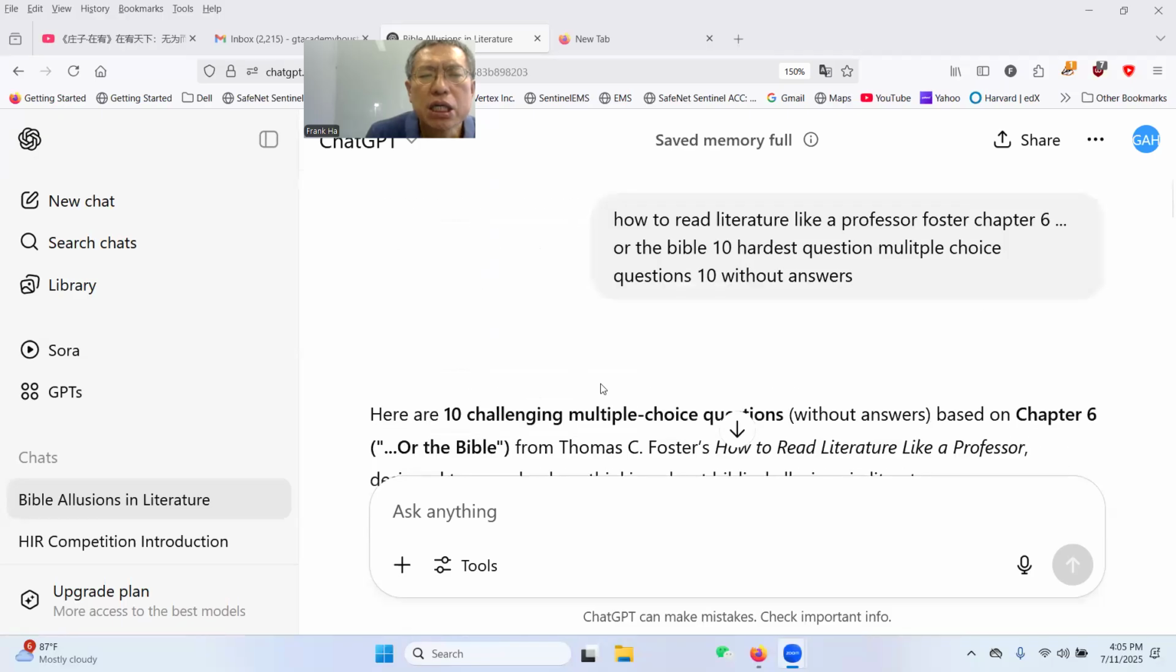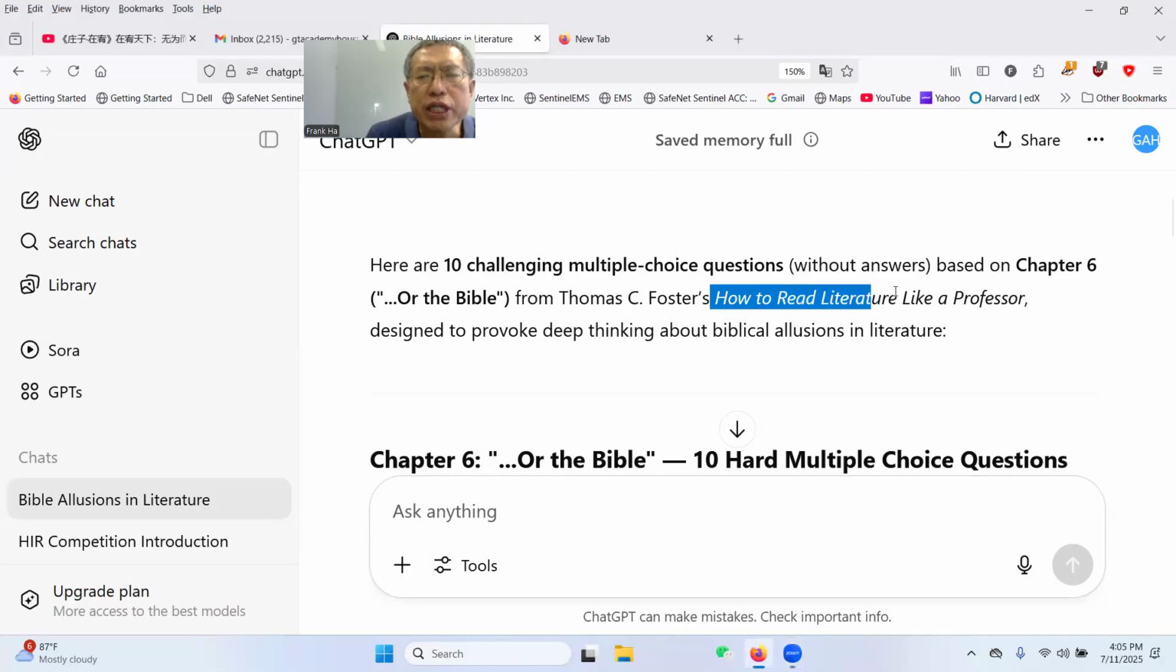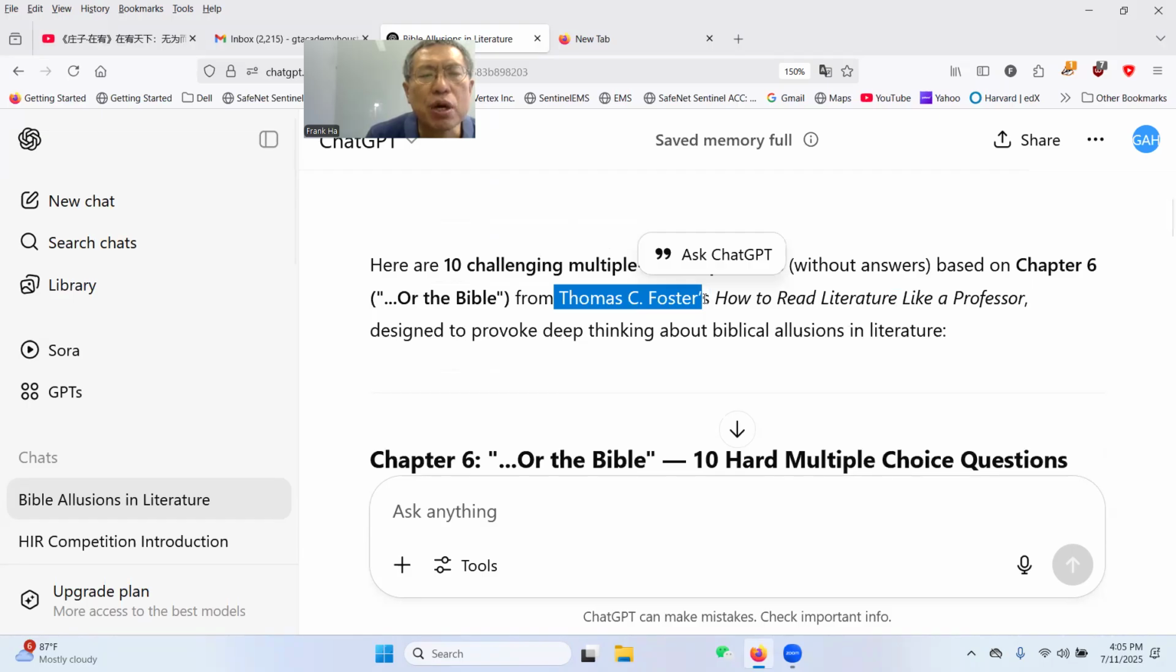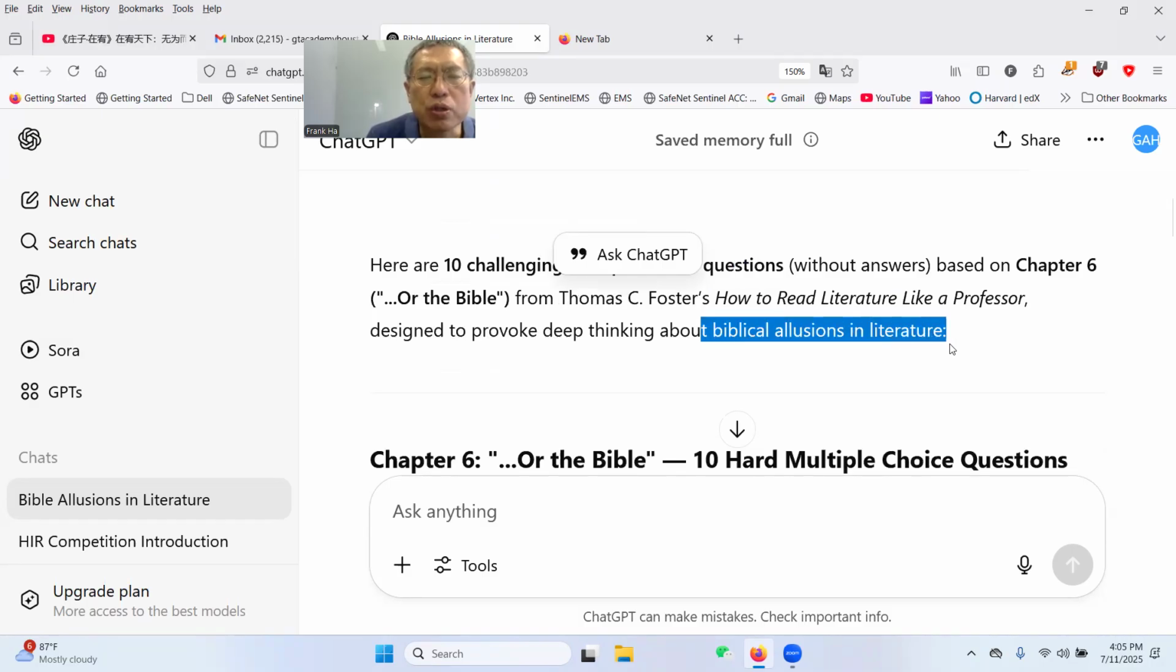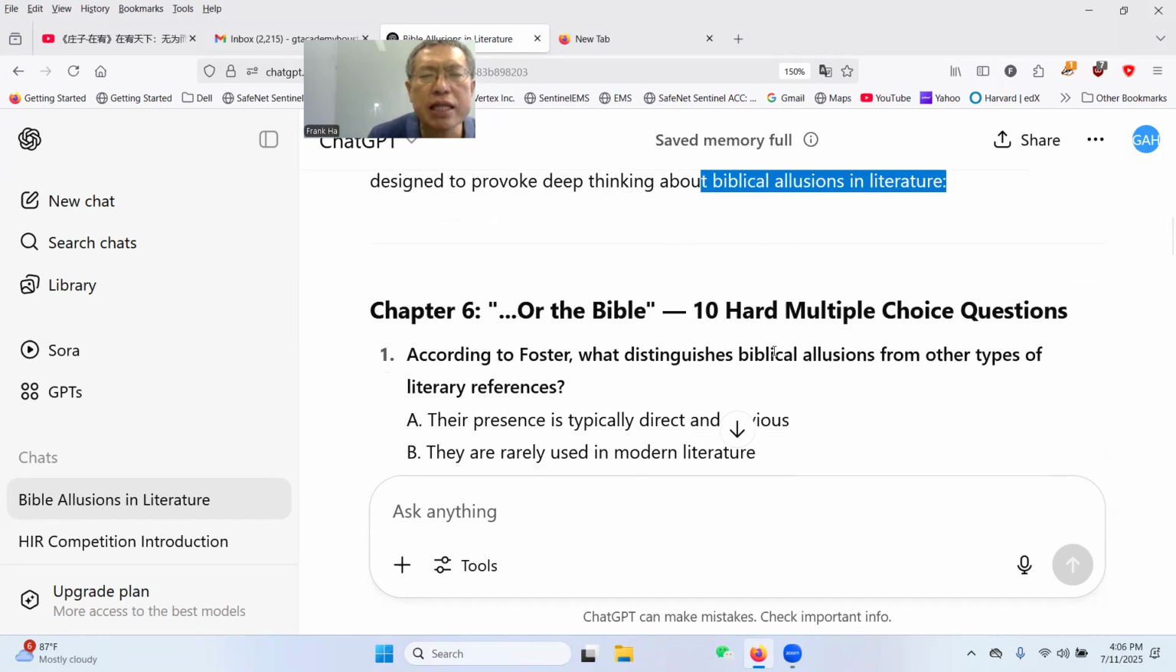This is a very important part. What we are reading is this wonderful book, How to Read Literature Like a College Professor. Tom Foster is one of the best literature teachers from college, and this one is for teaching high school students. Deep thinking about biblical allusion in literature. If you don't understand the Bible, you don't understand Western literature.